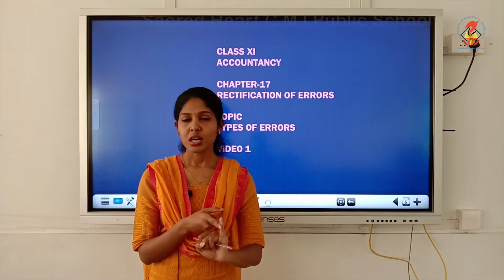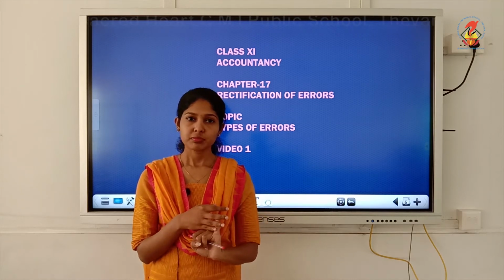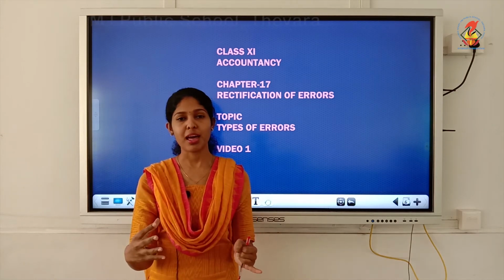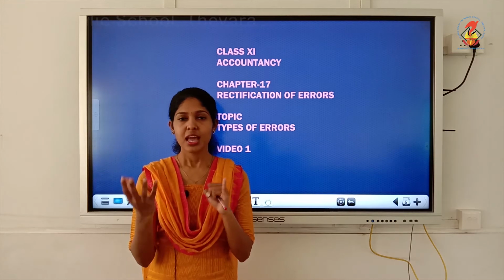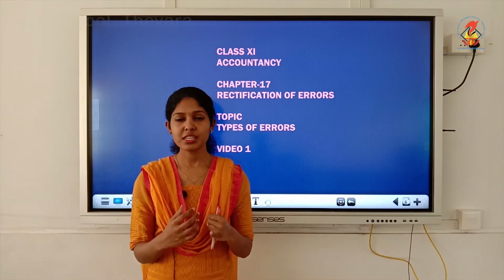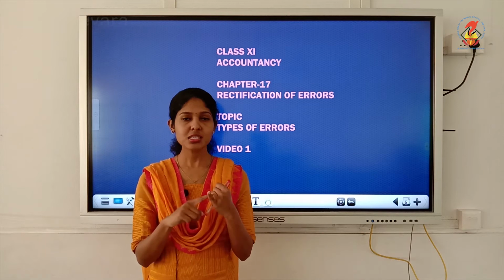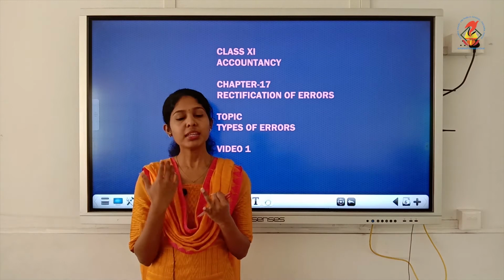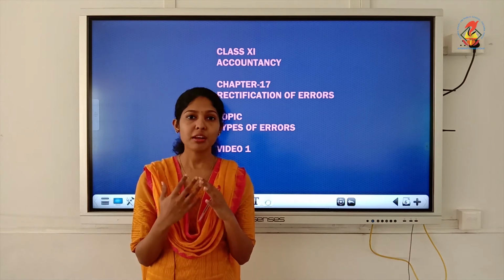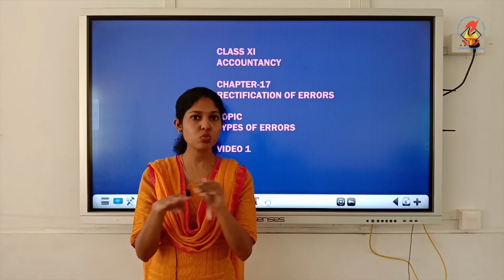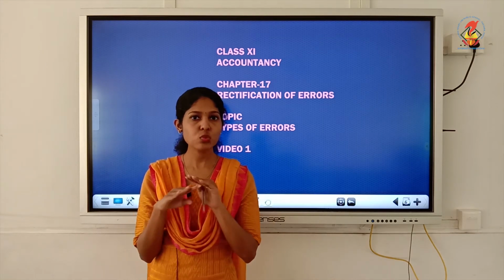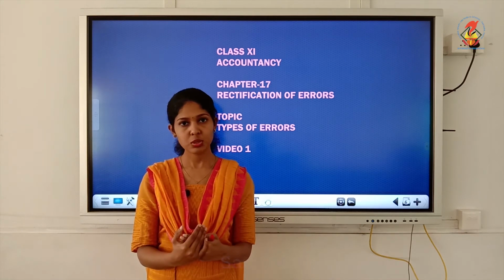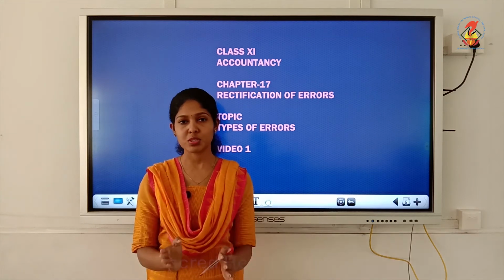Some errors will be diagnosed through the preparation of trial balance. When you do trial balance, when you get debit and credit sides as different amounts, you can identify that there are some mistakes. That is the meaning of errors which can be identified from trial balance. But there are certain other errors which can't be identified. That means trial balance will agree, the debit and credit sides will be same, but even then there would be some errors. Okay, so we will be discussing all these types of errors now.